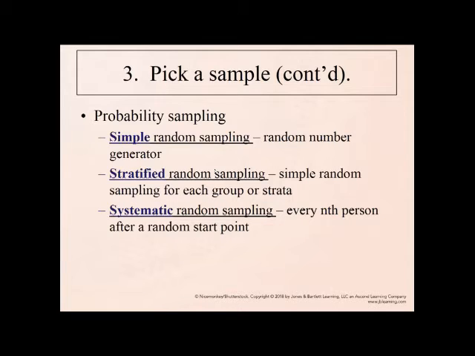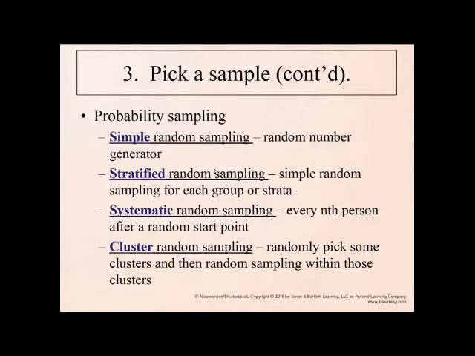Next is systematic random sampling. And here we're going to basically have a list of people again, and we're going to pick every nth, like every fifth. So let's say we pick every fifth person after a random start point. So you may choose every fifth person after starting at the 23rd person on the list.